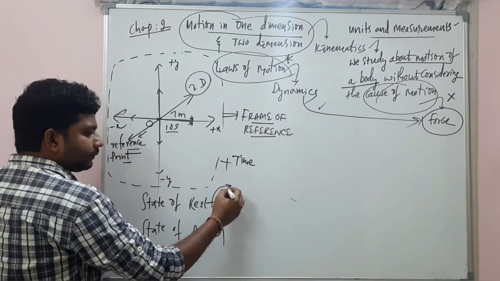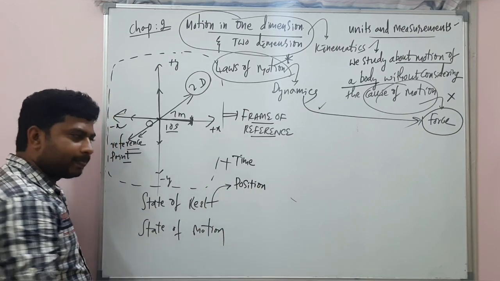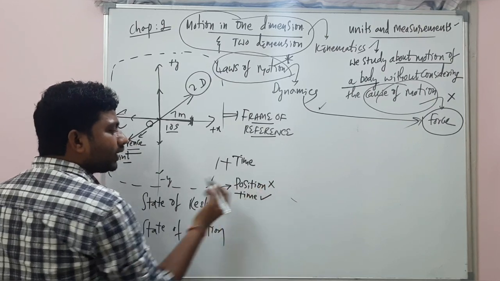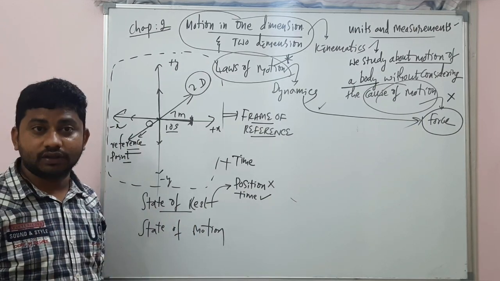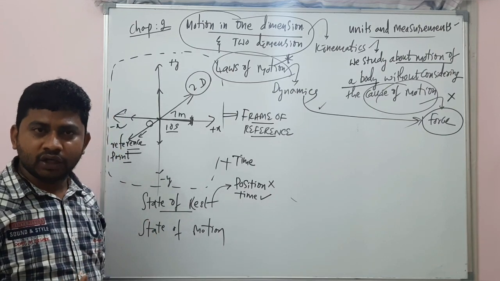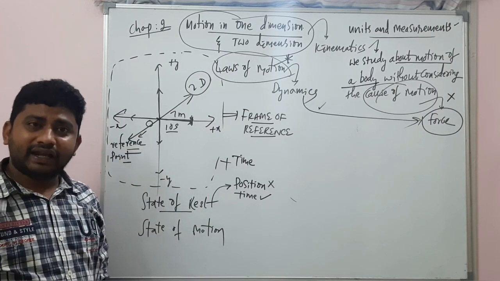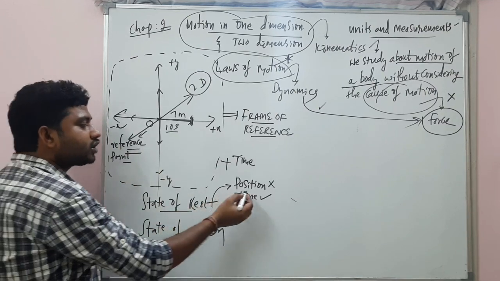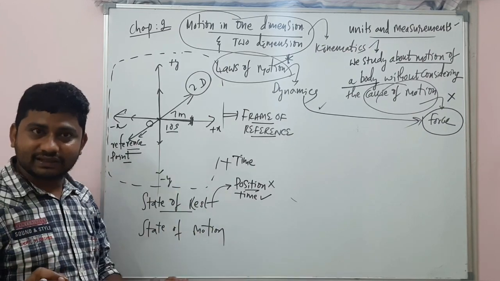Look here. If the position of a body is not changing with time, we can say the body is in the state of rest. Position need not change, but time will change. Time is always an increasing physical quantity, right? You cannot see time remain constant, or you will never see time go back. Time will always increase, and the position of a body is not changing. In that case, you can say the body is in the state of rest.